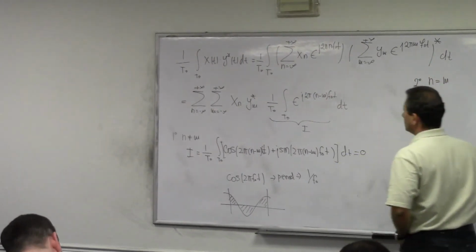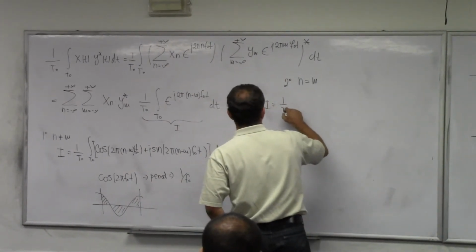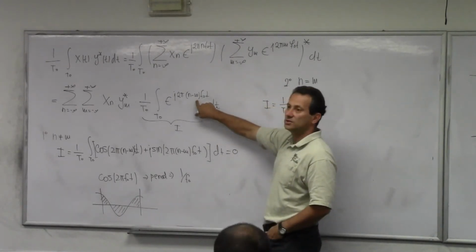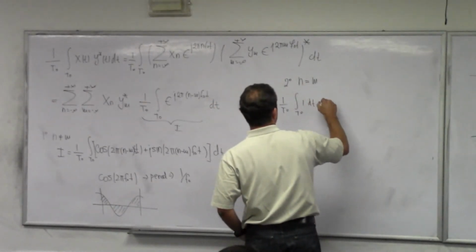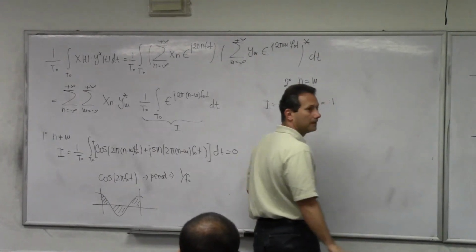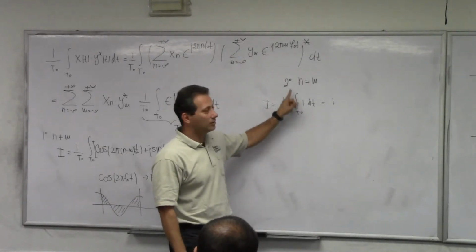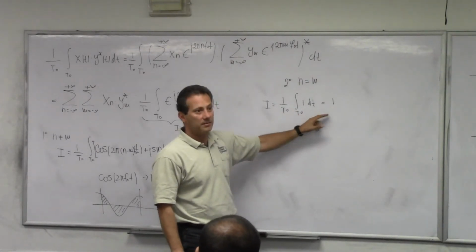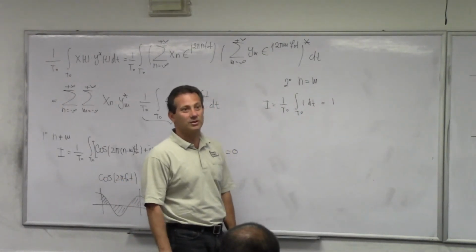Now, the interesting case is when n is equal to m. In that case, my integral I becomes 1 over t0, integral over t0. When n is equal to m, this is 0, e to the j0 is 1, dt. So what's the value of this? 1. Right? Because the integral over this is t, substituted from 0 to t0. So the value here is 1. I'm taking an average of 1. Right? So the average of a constant is the constant itself.